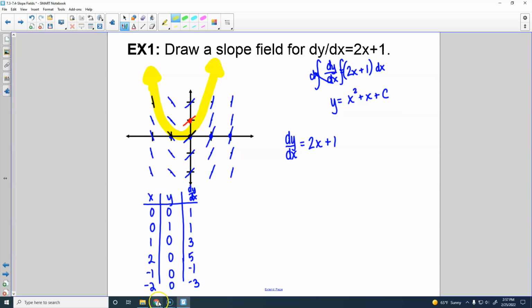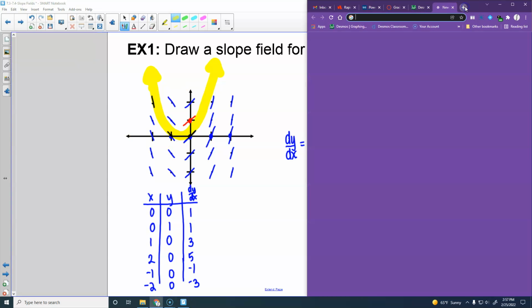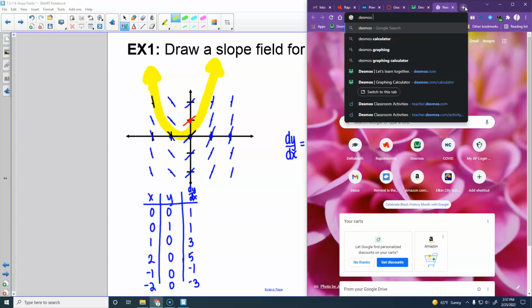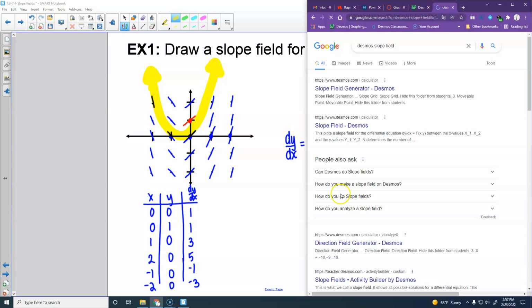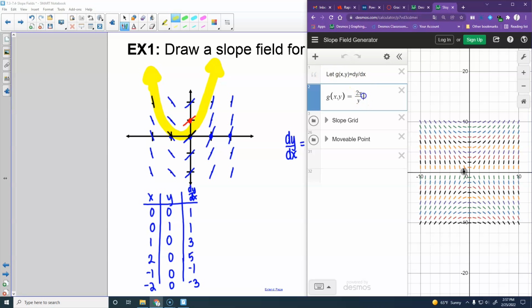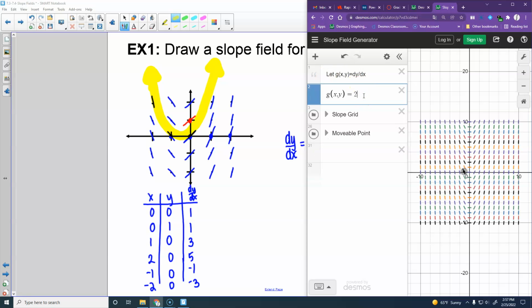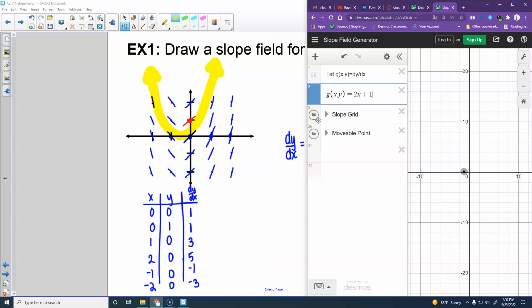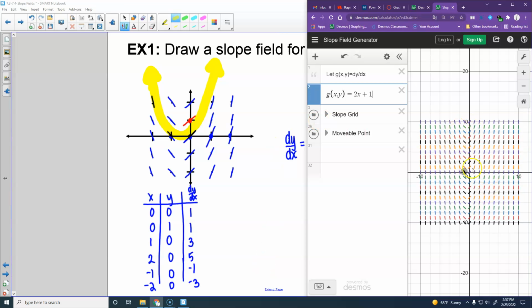For this, let me look up the Desmos slope field thing. So Desmos has a slope field generator where you could type in your equation, and it would give you a much better picture. And so you can see they'll give you more points. I don't know that that's actually much more helpful, but maybe a little.